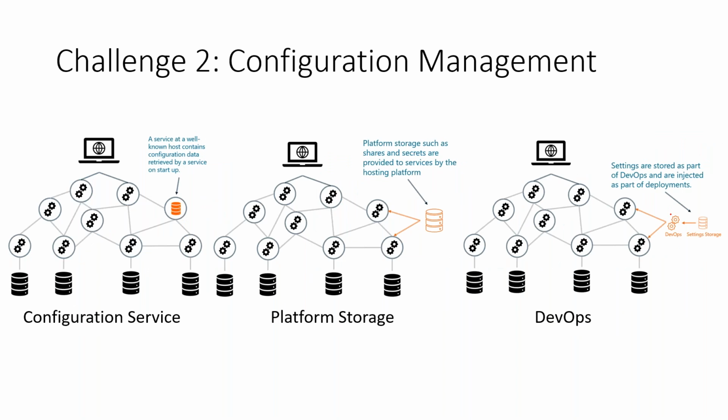Challenge number two is configuration management. Now, configuration management is one of those things that you have to do to get the configuration right for a service. And this is impossible to do at scale manually. So you automate it to the degree possible. One common way is just to create a configuration service. This is popular in the Spring framework with something like Eureka.